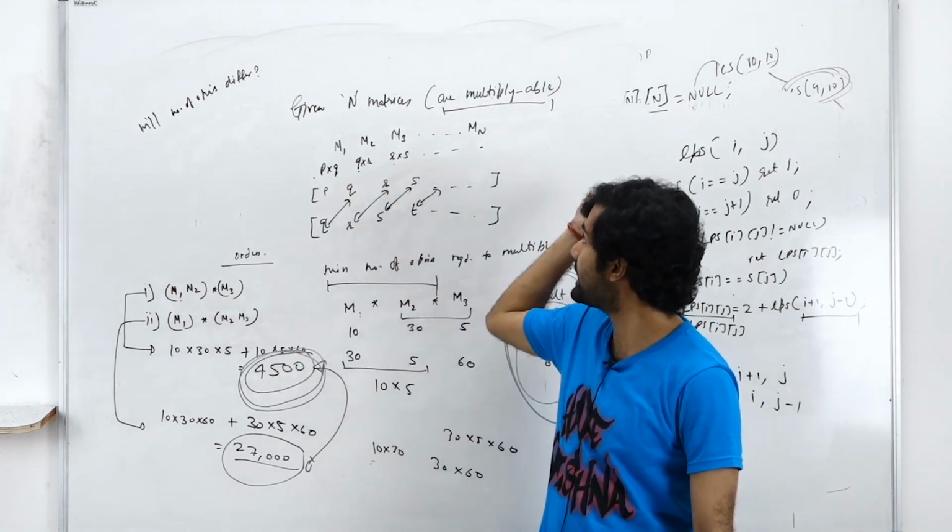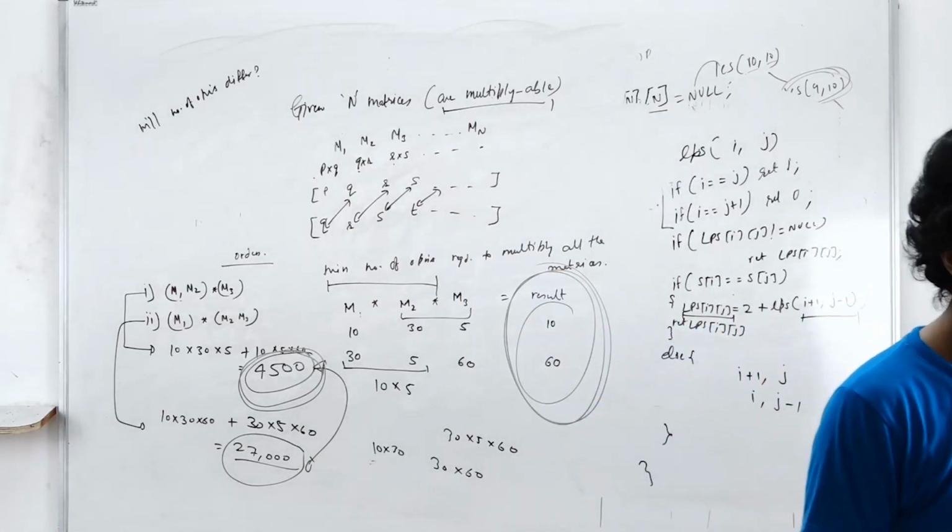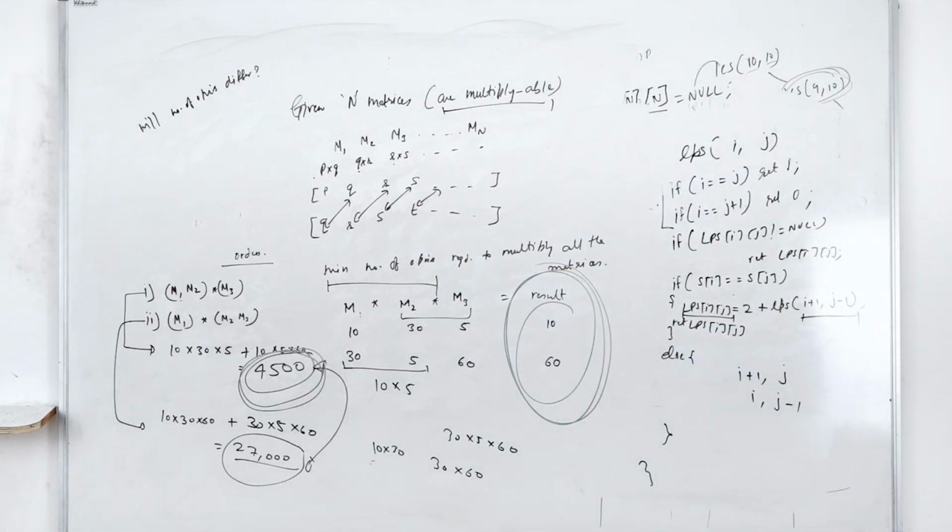But if let's say there are n matrices, then there can be many different ways. Do you realize that? Yes or no? So out of all those ways, the way which gives you the minimum number of operations, that I am interested in. So is everyone clear with the question? Just type in yes or no.